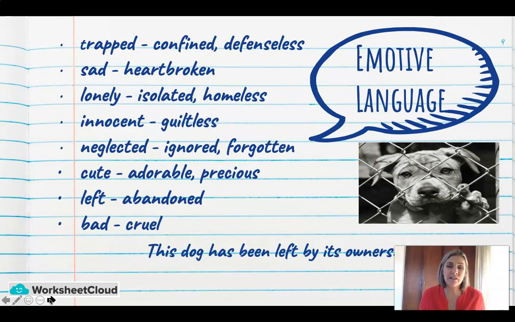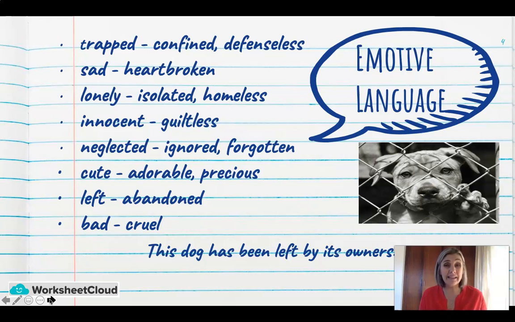If you use the words he looks sad, I hope you then thought of maybe a little bit more of an emotive word like heartbroken, lonely, isolated, homeless. Is he innocent and guiltless? Have the owners neglected or ignored or forgotten about him? Yes, he's cute, he's precious, he's adorable. A better word for left is maybe abandoned.